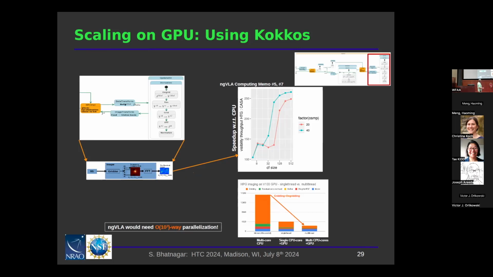That's what you get. So that orange thing got down to comparable to the other blue thing. But still, when you scale it to NGVLA, the orange thing will still be the biggest problem.